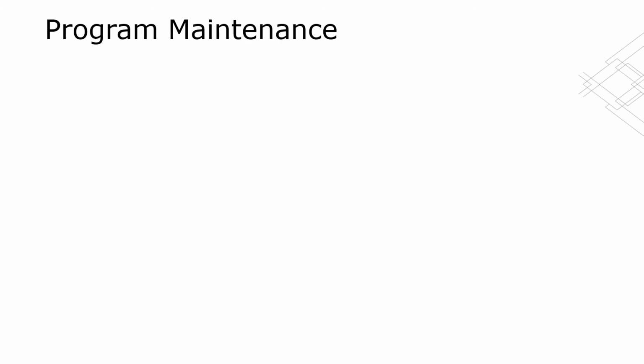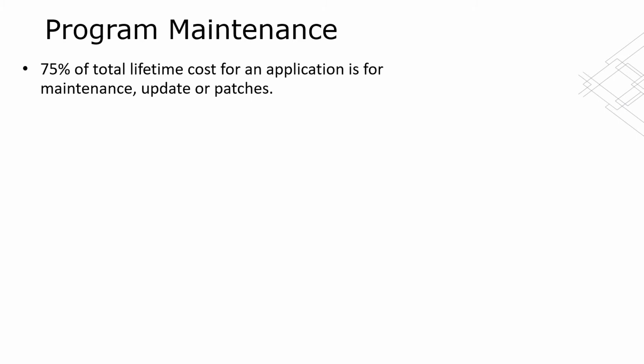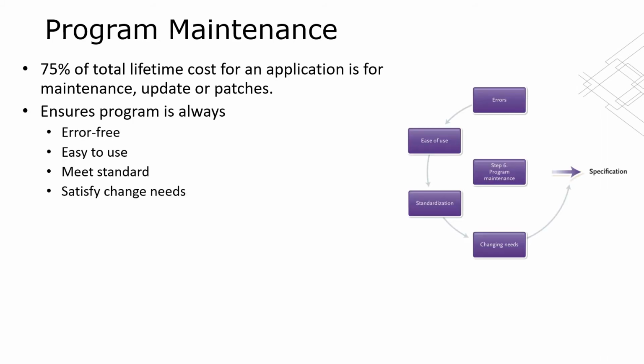The last step in software development lifecycle is program maintenance. 75% of total lifetime cost for an application or a program is for maintenance, either update or patches. Why is program maintenance needed? Because program maintenance ensures program is always error-free, easy to use, meet standard, and satisfy change needs.